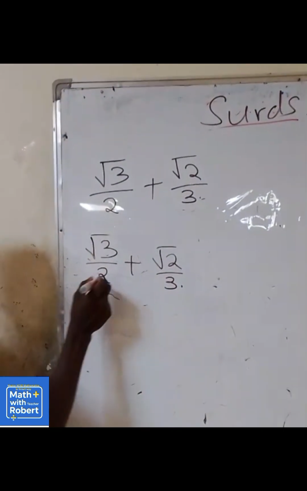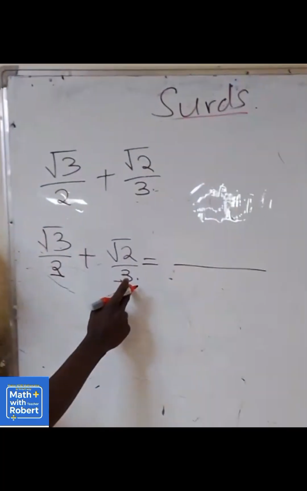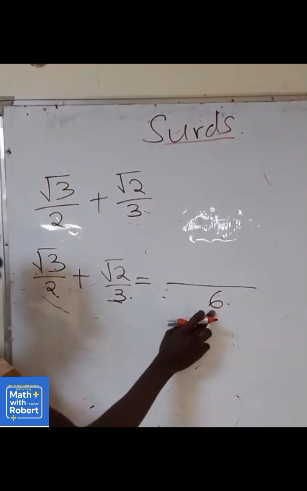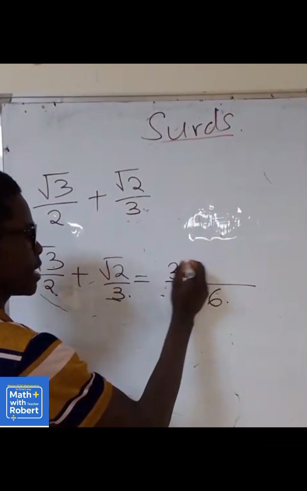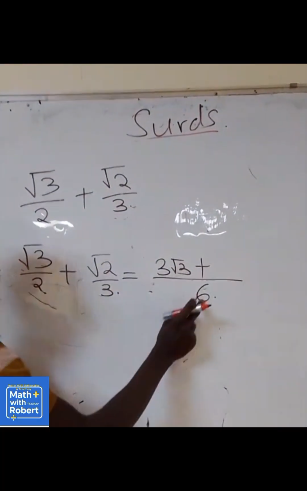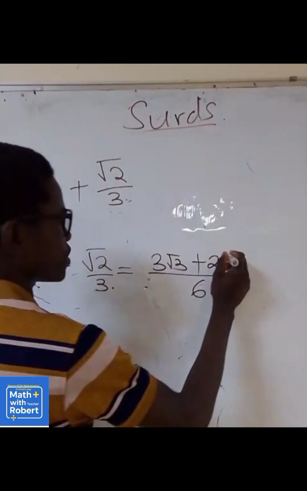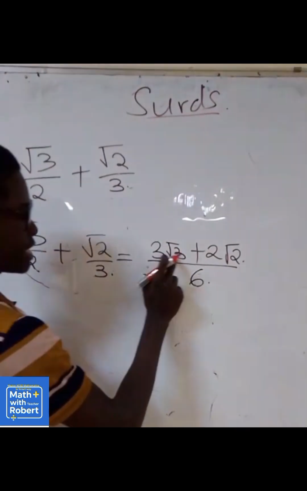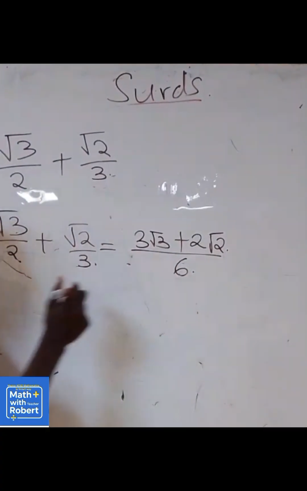So we look at the LCM of the denominators. That is 2 and 3, which is 6. So we'll say 2 goes into 6 how many times? 3 times. Then 3 times surd 3 is 3 surd 3. And add 3 goes into 6 how many times? 2 times. Then 2 times surd 2, that is 2 surd 2. Then we have 3 surd 3 plus 2 surd 2 over 6.